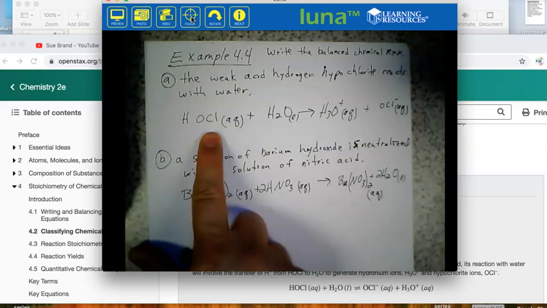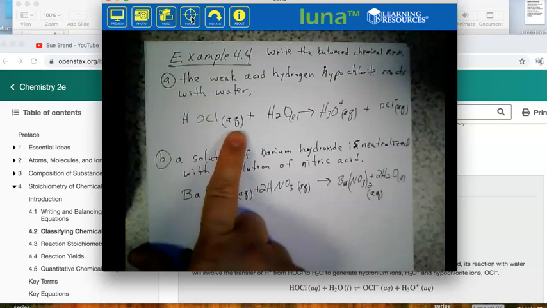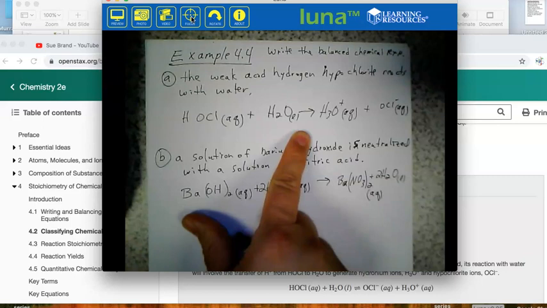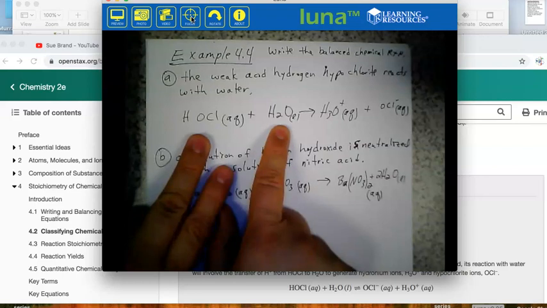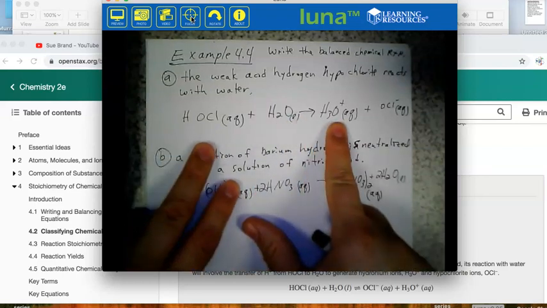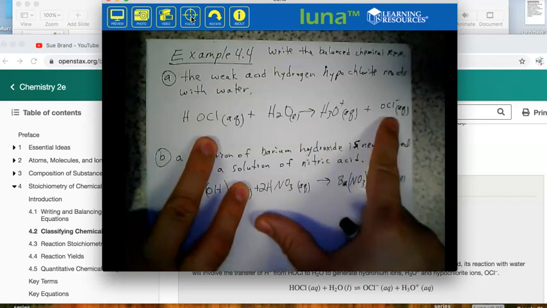Hypochlorite's OCl minus, and so HOCl, aqueous, plus water, liquid. Okay, and so how does this react here? Well, here we have two different compounds, and so my water is going to react with hydrogen to form the hydronium ion, and we're left with OCl minus.